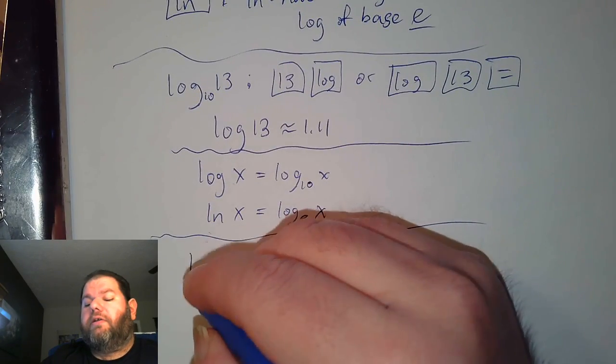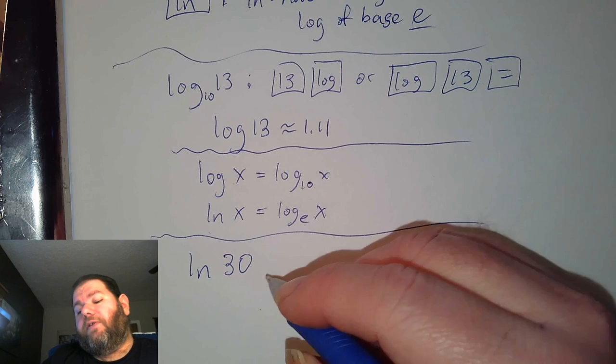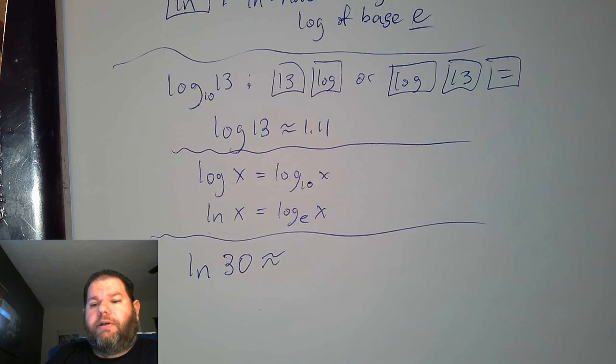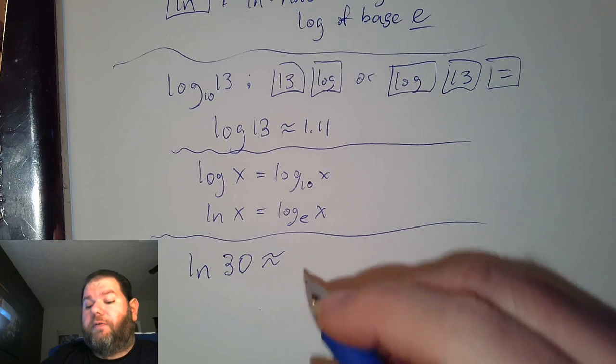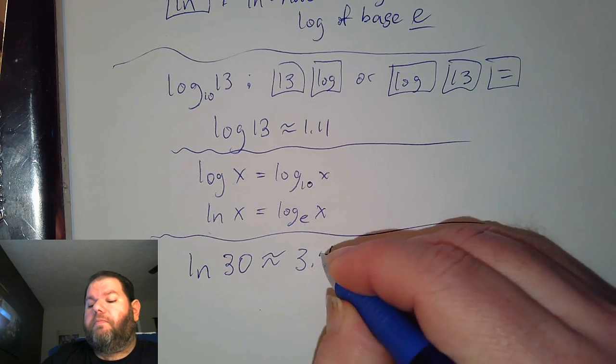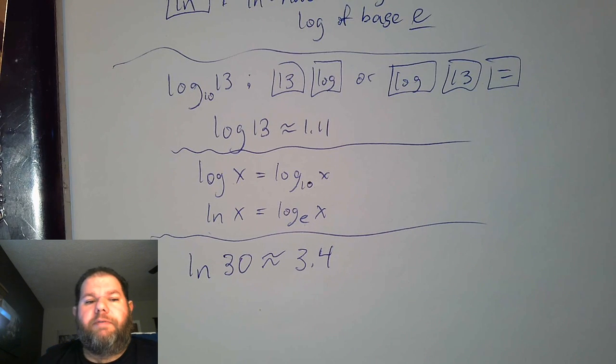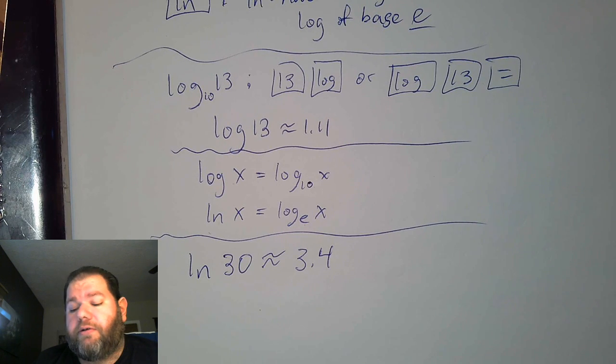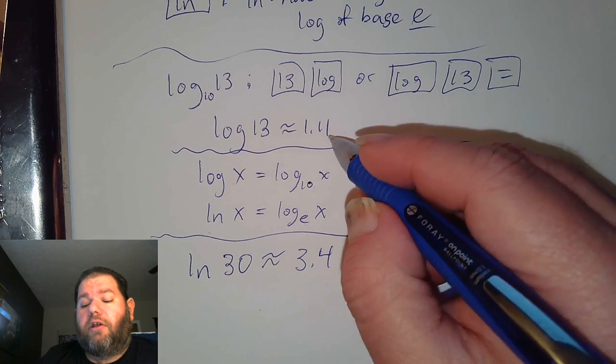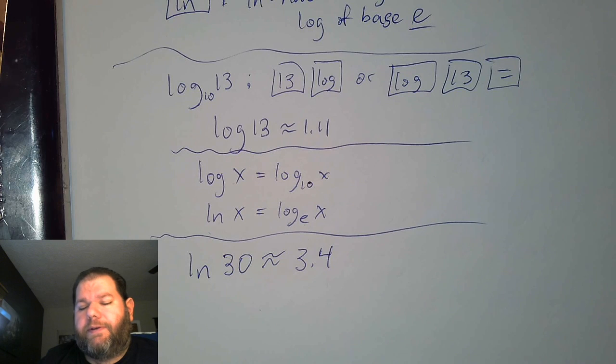Anyway, what is the natural log of 30, for instance? What would that be approximately? 3.4. Whenever you're working on your homework or looking at it right now, make sure you are able to use your calculator to get these results that we're getting for log 13 and natural log of 30. That's a good way to practice. Make sure you are using your calculator properly to get those results.